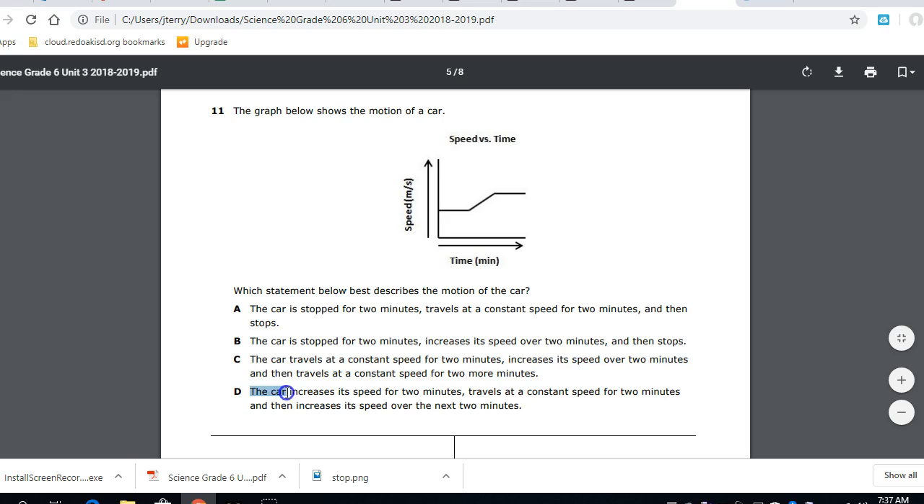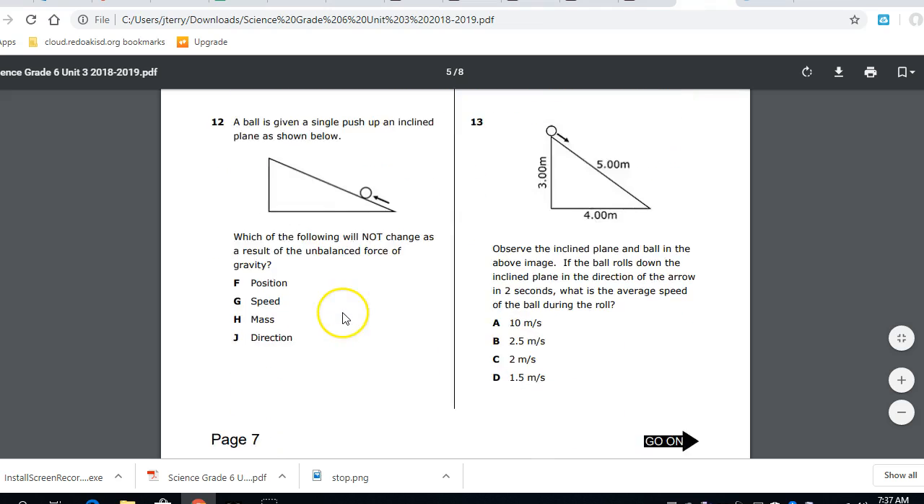Is it D, the car increases its speed for 2 minutes, travels at a constant speed for 2 minutes, and then increases its speed over the next 2 minutes? Now I want you to listen very carefully. The amount of time isn't really important. What is important in this problem is what type of motion is taking place here. Think about what we've talked about and what a motion graph looks like.